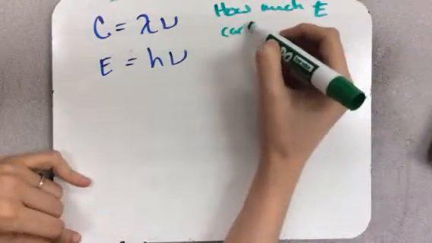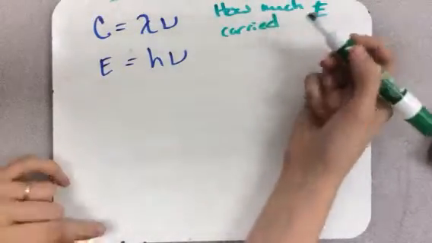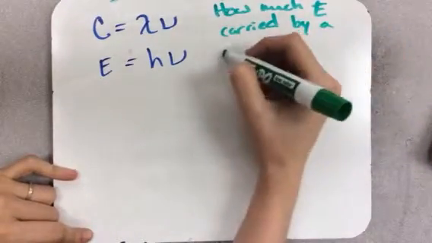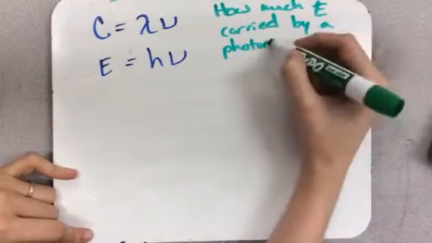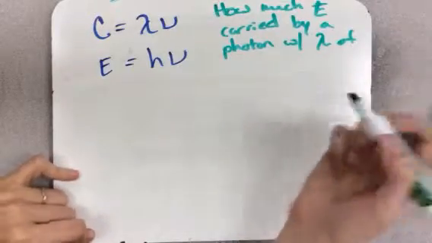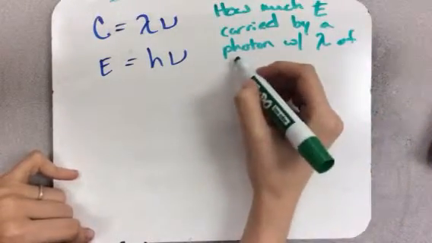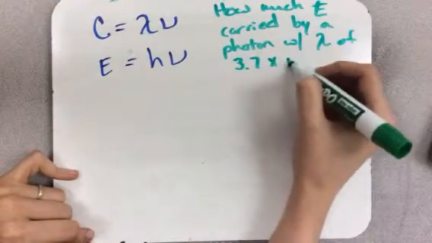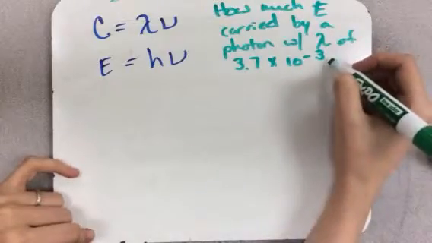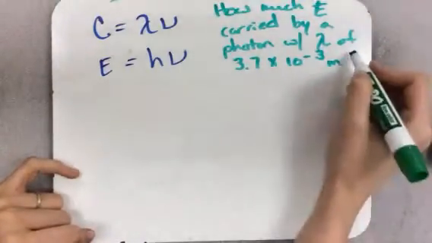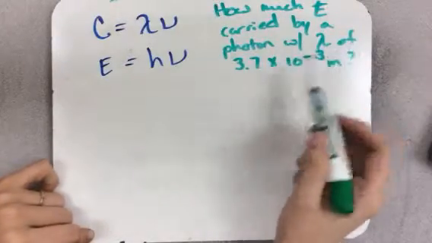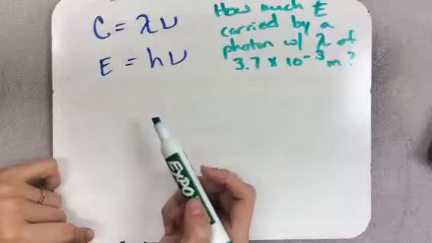is carried by a photon with a wavelength of, let's say, 3.7 times 10 to the negative 3 meters. So that's our question. How much energy is carried by a photon with a wavelength of 3.7 times 10 to the negative 3 meters?